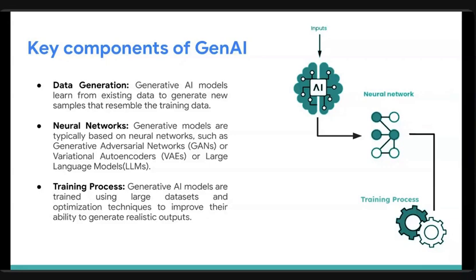Now, the third component is the training process, and this is actually where the magic happens. The Gen AI model is trained using the data and optimization techniques to fine-tune its ability to generate realistic and creative outputs. For example, you can think of it like practicing an instrument. The more you practice, the better you become at playing. Similarly, the more a GenAI model is trained, the better it becomes at generating high quality content. So these were the three key components of generative AI.